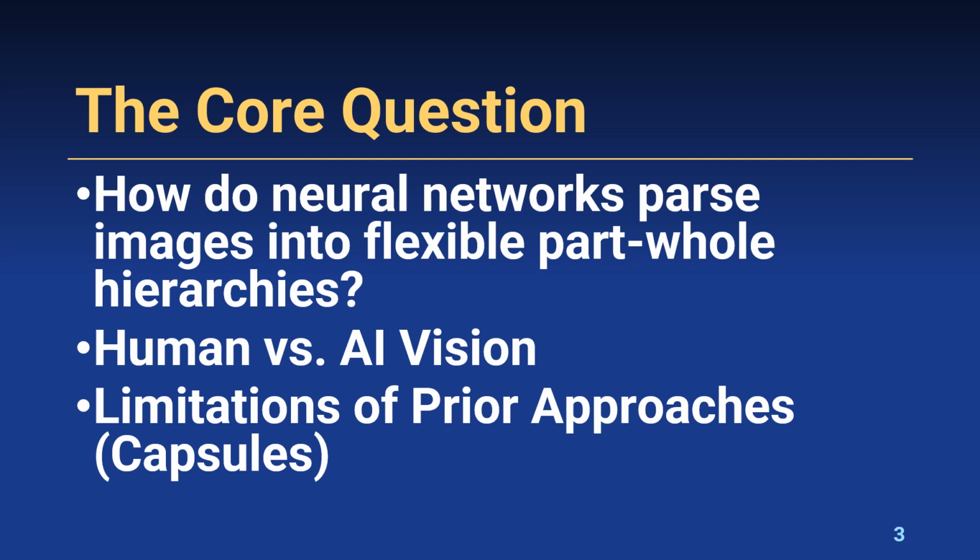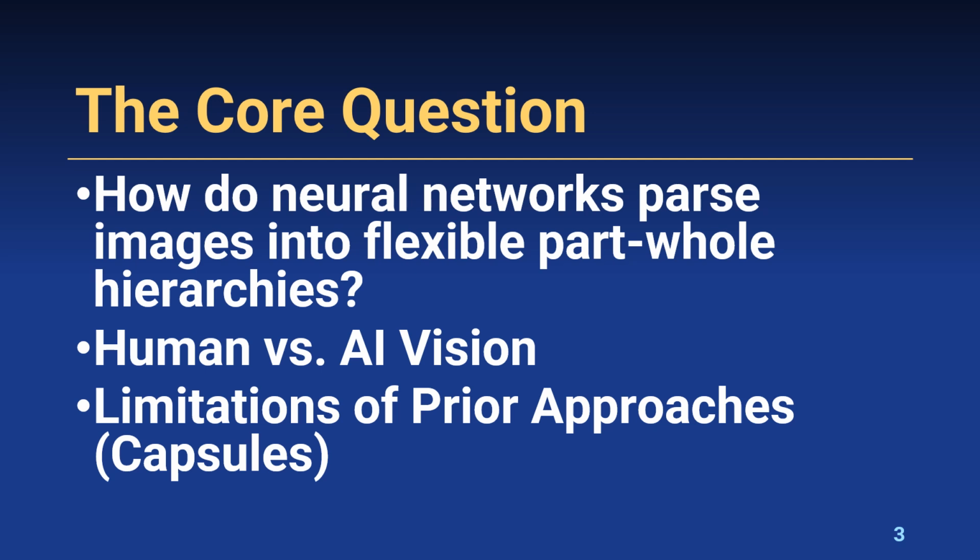Imagine, for a moment, that an image isn't just a flat collection of pixels, but a scene composed of interconnected objects, which are themselves made of parts, and those parts of subparts. This is a part-whole hierarchy. Humans effortlessly build these mental parse trees when they look at a visual scene. But for a neural network, which has a fixed architecture, dynamically creating such a flexible, image-specific structure has been a major hurdle.